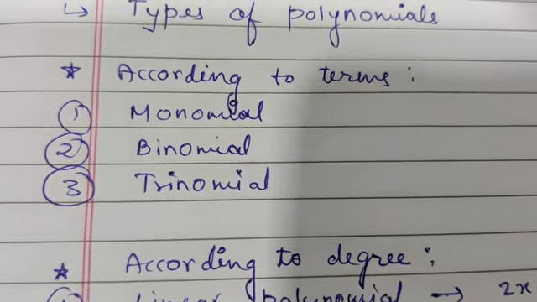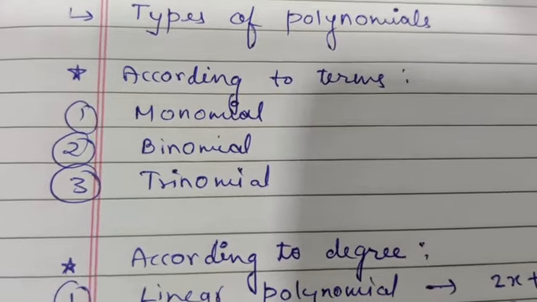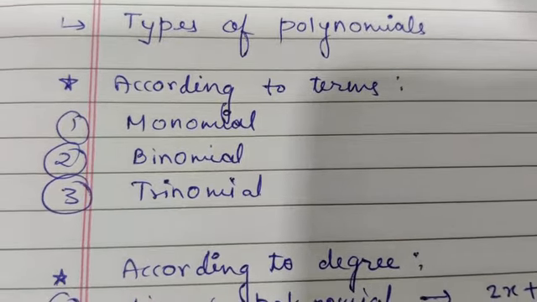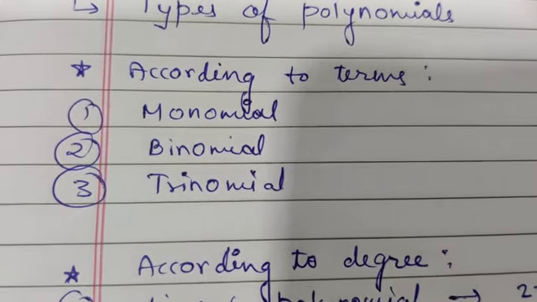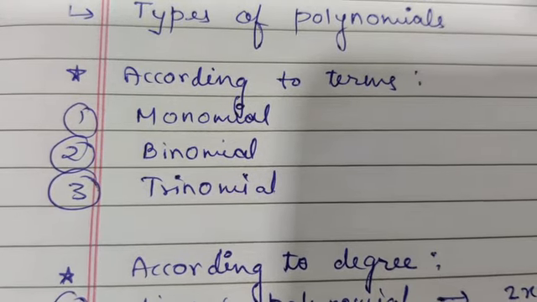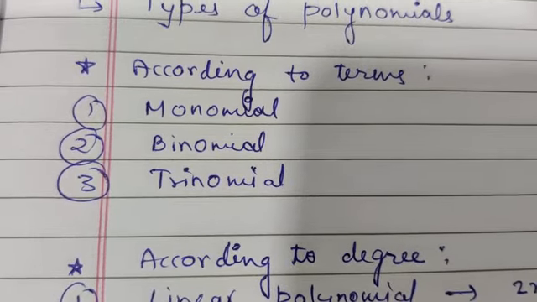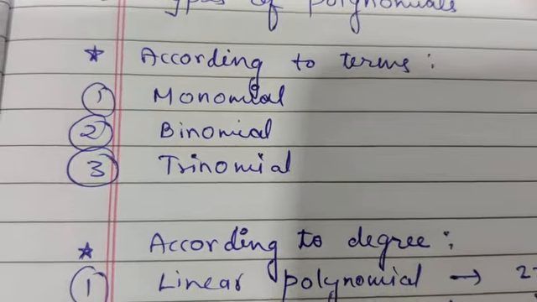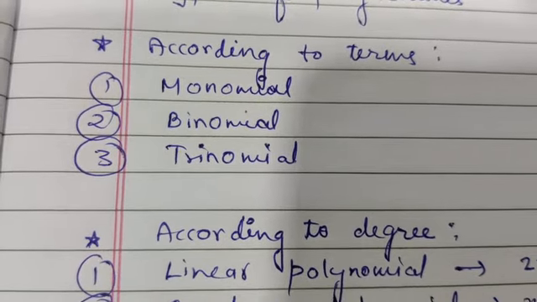Monomial is a polynomial in which only a single term lies. एक ऐसा polynomial है जिसमें सिर्फ और सिर्फ एक single term lie करती है, उसको हम monomial कहते हैं. Binomial. In binomial, there are two terms which are lying in a polynomial. कोई भी एक polynomial में अगर दो terms lie कर रही है तो वो कहलाता है binomial polynomial.